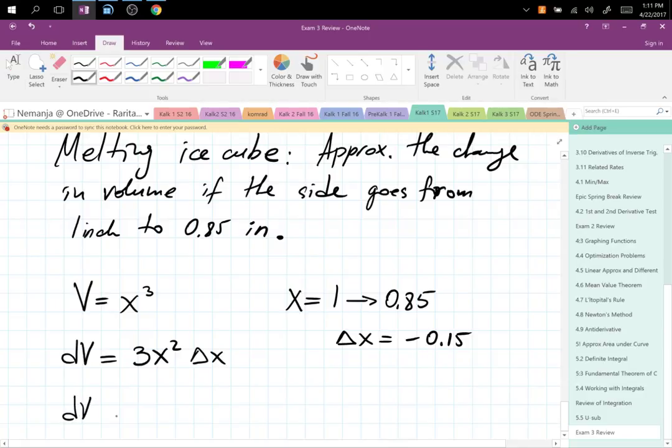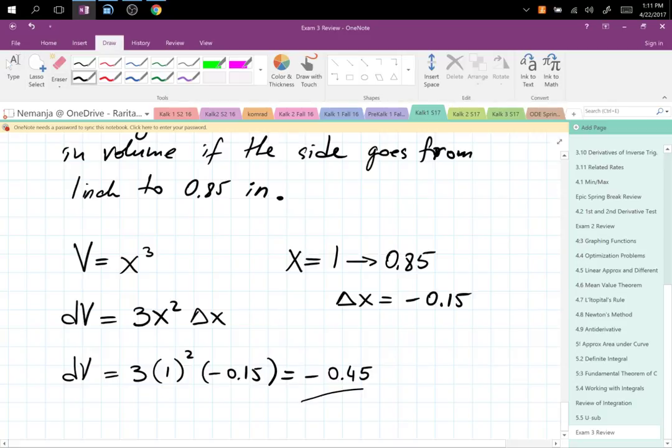So change in volume is approximated by dV, which is 3 times 1 squared times negative 0.15, which altogether works out to be negative 0.45. Ta-da! That's it. So that's the approximate change. Now you can calculate the real change by computing x cubed, so it's 1 cubed minus a, and then subtracting those numbers. I should have said inches cubed over here because that's the units.